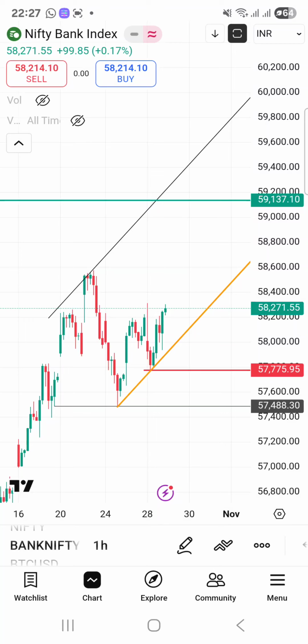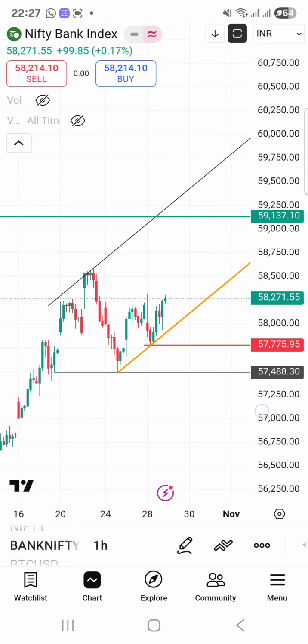59,137. So this is a 1 hour chart. It may take several days for price to reach that level, but there's a fair chance that the price reaches that level. So let us see how this trade unfolds further.